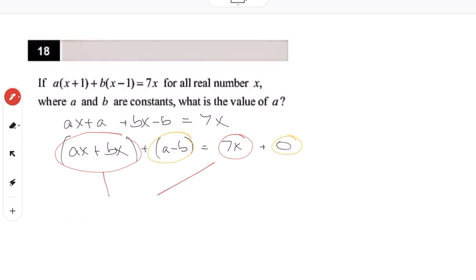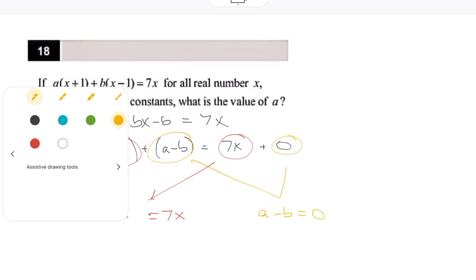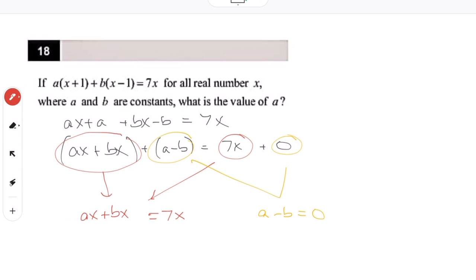So what this becomes is that we get ax plus bx is equal to 7x. And we also get here a minus b is equal to 0. So let's just solve for each of these and plug them in. So we can divide both sides by x. So we get a plus b is equal to 7. And for here, we get a minus b is equal to 0.